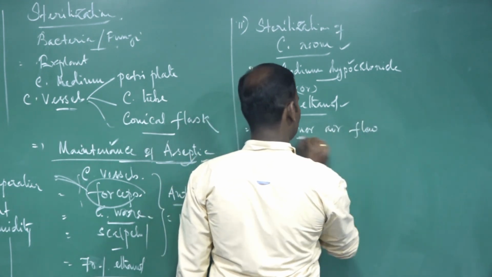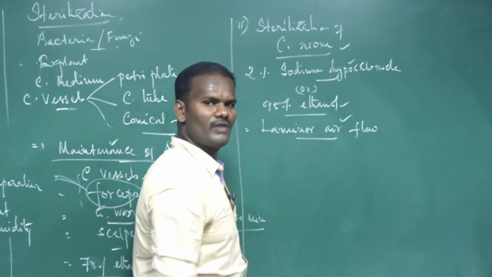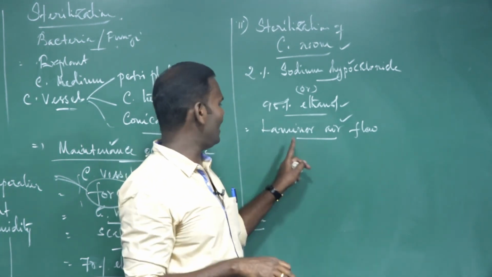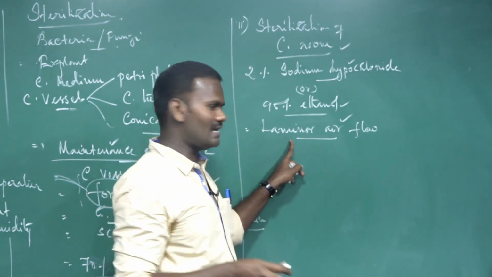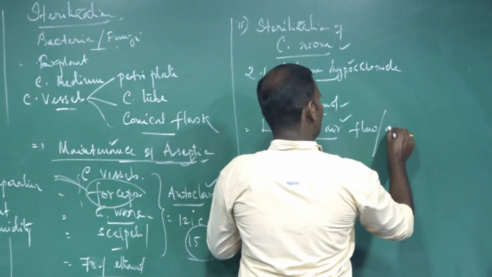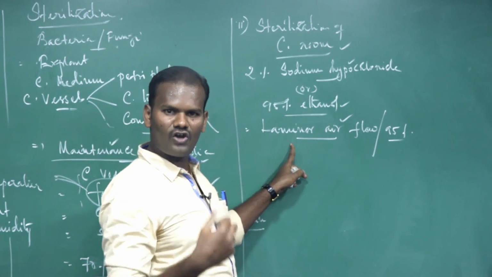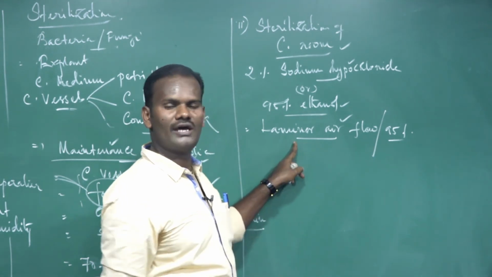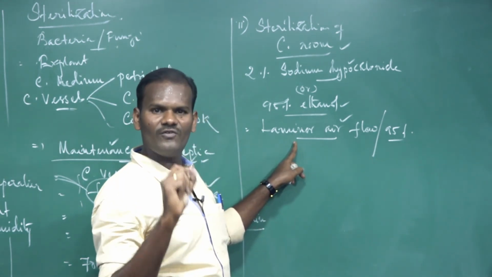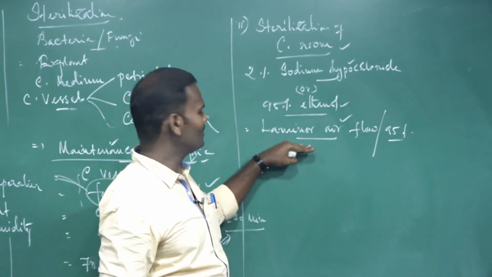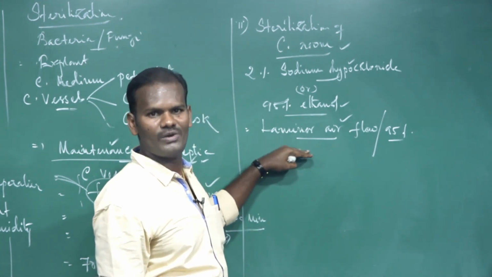The laminar airflow chamber should be sterilized. The surface or cabinet of the laminar airflow chamber should be sterilized by using 95% ethanol, followed by exposure to ultraviolet radiation for 50 minutes. Definitely they should be clear or free from microbes.